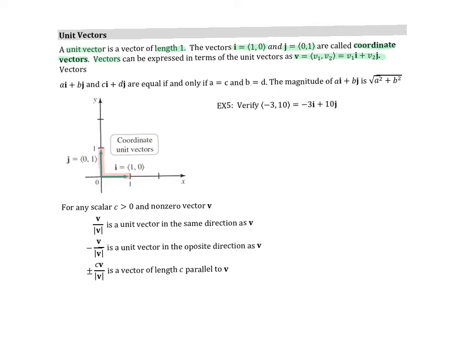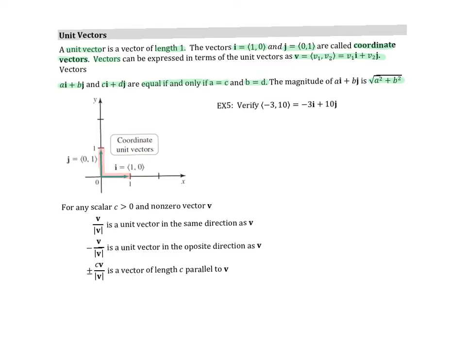Now, if we have two vectors written in terms of i and j, they're equal if and only if their scalars are equal. So if we have the vectors ai + bj and ci + dj, then a is equal to c and b is equal to d. So the magnitude of this vector is simply the square root of a squared plus b squared.